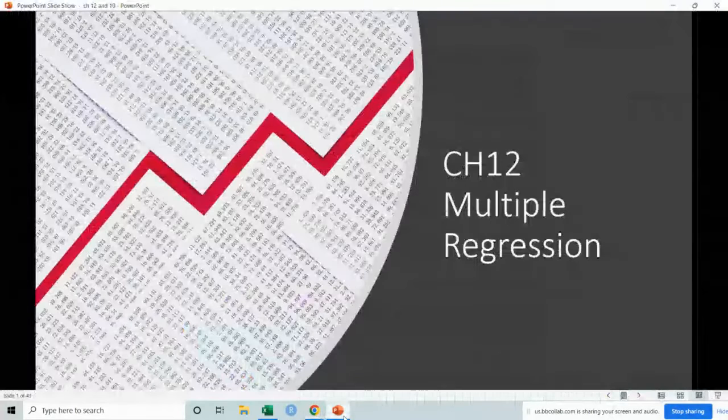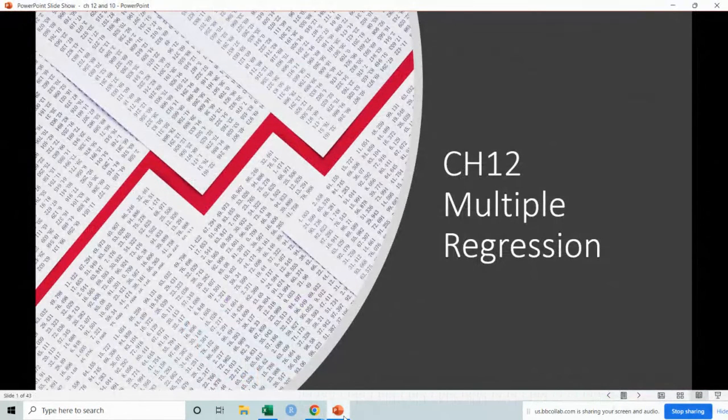Okay, so this is our last class session. We're going to talk about multiple regression and chi-square test. Chi-square test kind of doesn't fit in with the rest of the stuff, so we're going to look at it last, but it's useful for when you have qualitative variables.